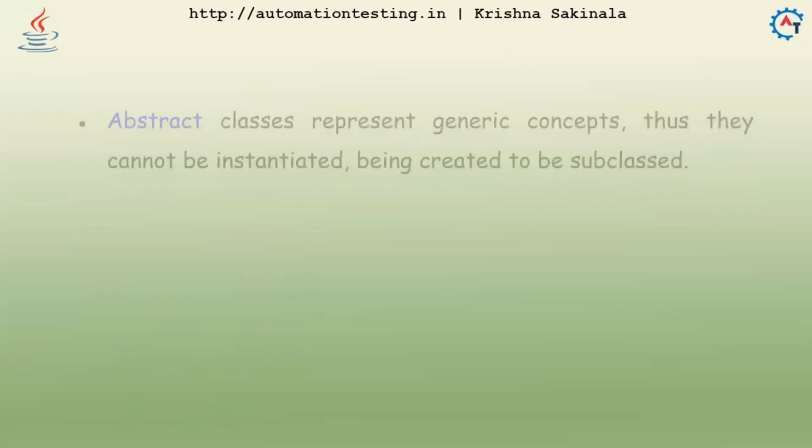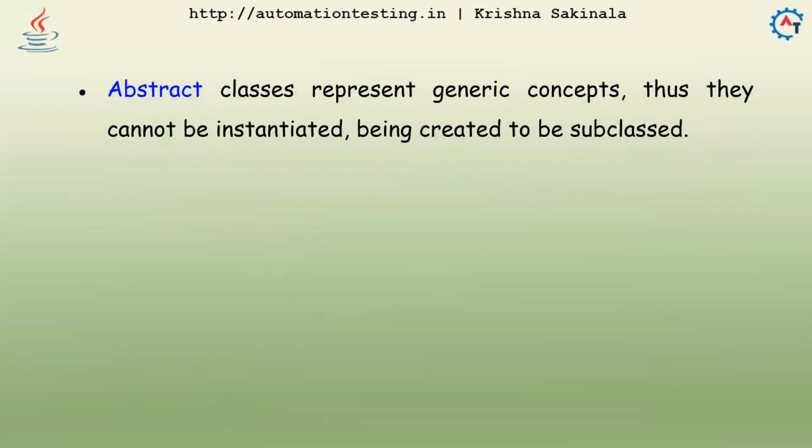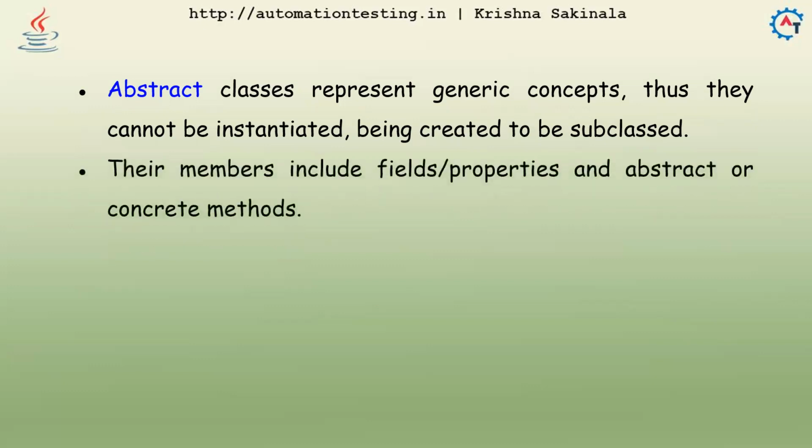Abstract classes represent generic concepts, thus they cannot be instantiated, being created to be subclassed. In an abstract class, you have a generic concept and you cannot create an object of an abstract class. What is the purpose then? If you write something there, how can you use it? With the help of subclasses, you extend that class and implement whatever is in the abstract class in your subclass. Their members include fields and properties and abstract or concrete methods.